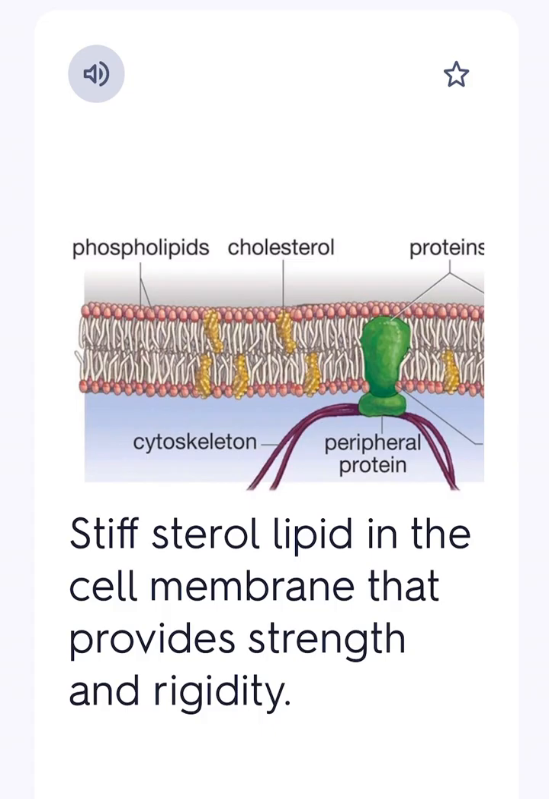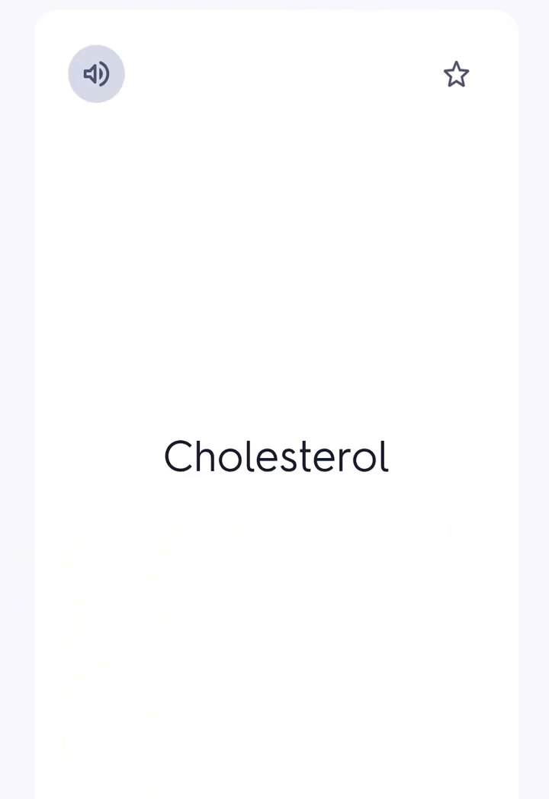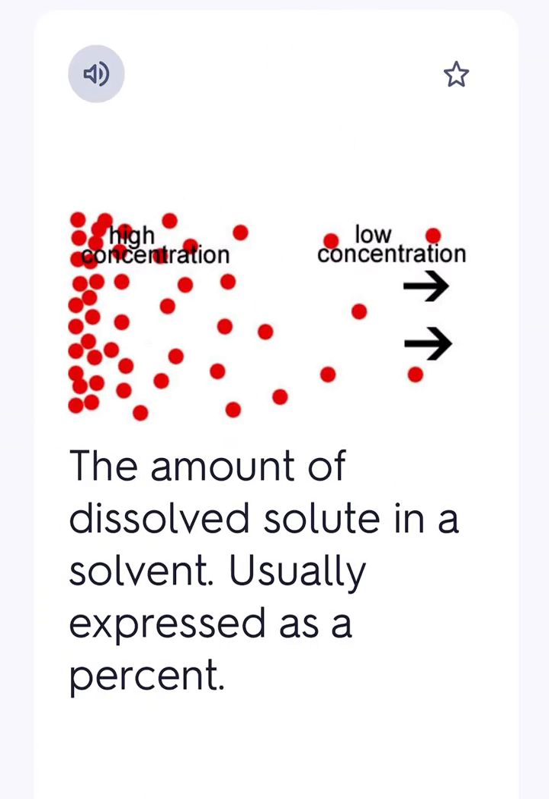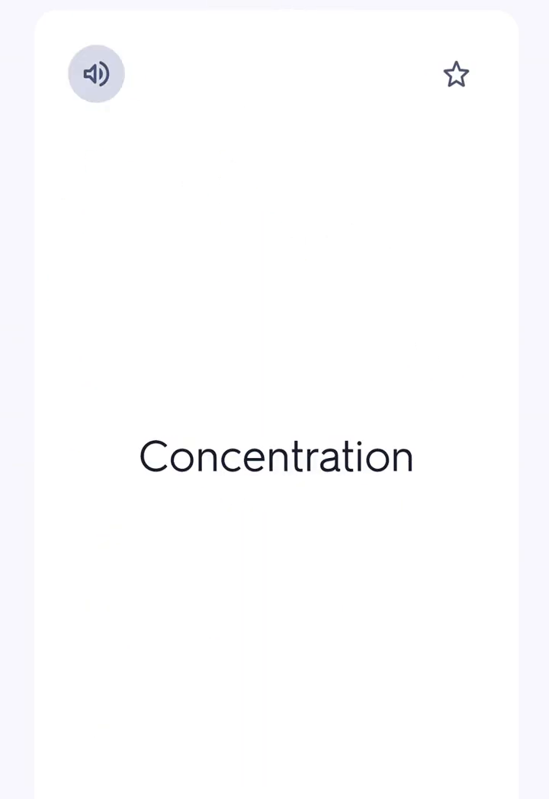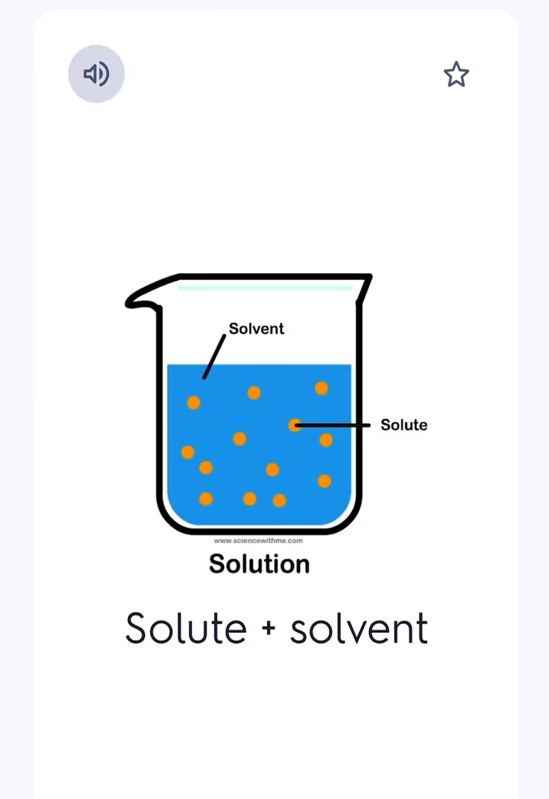Stiff sterile lipid in the cell membrane that provides strength and rigidity: cholesterol. The amount of dissolved solute in a solvent, usually expressed as a percent: concentration. Solute plus solvent: solution.